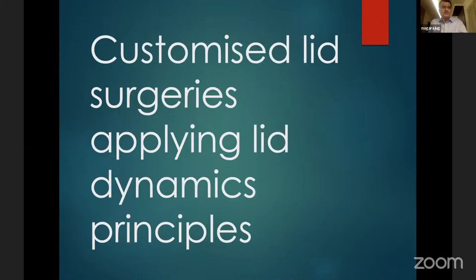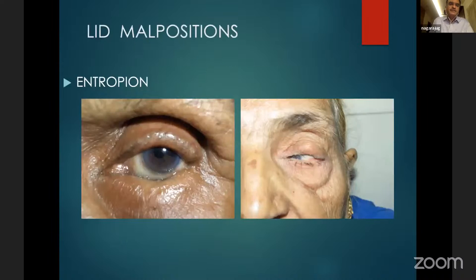So now you have understood what are the anatomical changes which occur, what are the pathophysiological factors which will influence the lid malpositions. Now you know how to identify each and every structure, and you can identify whether the patient has got a significant horizontal lid laxity or a vertical lid laxity. And now it is time for us to customize the surgery based upon the anatomical defects we identify.